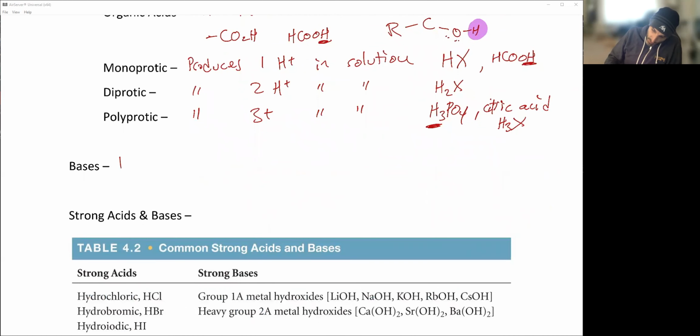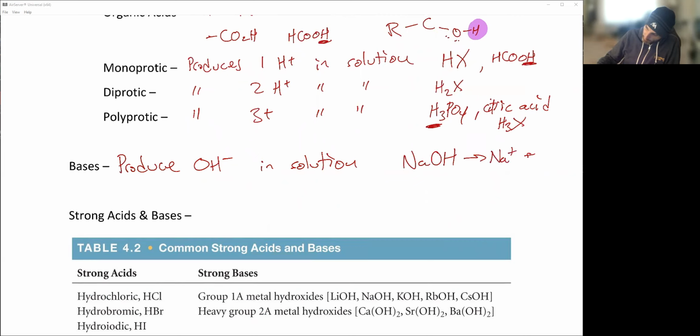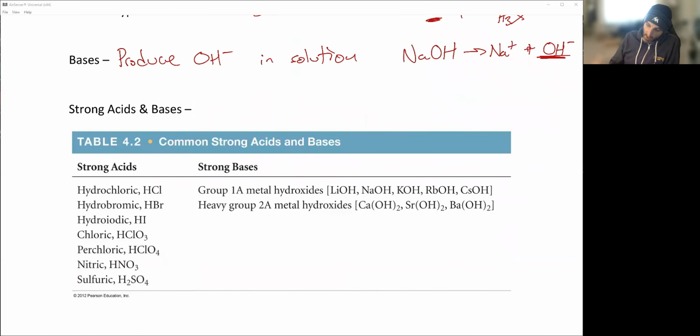Bases. Bases produce OH minus in solution. That's the Arrhenius definition. We're going to talk about different definitions, but they produce OH minus in solution. So something like NaOH breaks into Na plus and OH minus. The fact that it produces the OH minus is going to make it a base. So strong acids and bases, just like strong electrolytes, completely dissociate in water.